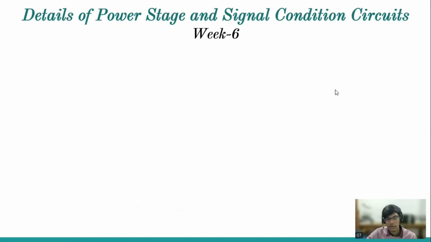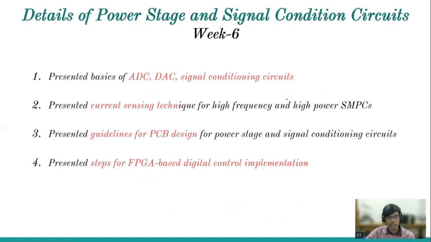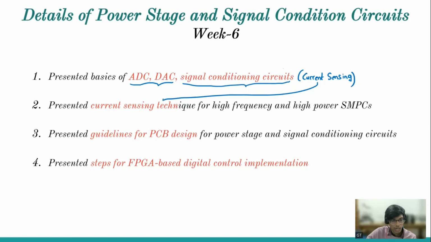And then in week 6, we discussed details of the power stage and signal conditioning circuits. First we started with the ADC, what type of ADC and DAC we have used. We opened the datasheet and checked where the details are, how we get to know the ADC and DAC, and what the other signal conditioning circuits are, like current sensing. Then we moved on to the current sensing technique for high frequency and high power switching power converters. So the current sensing for isolated as well as non-isolated we have discussed.